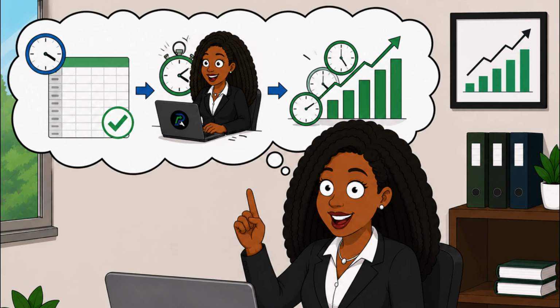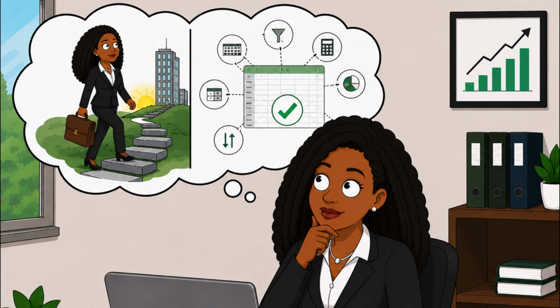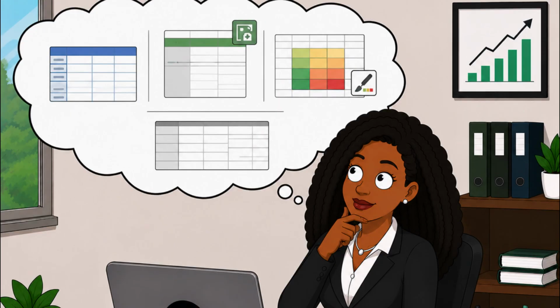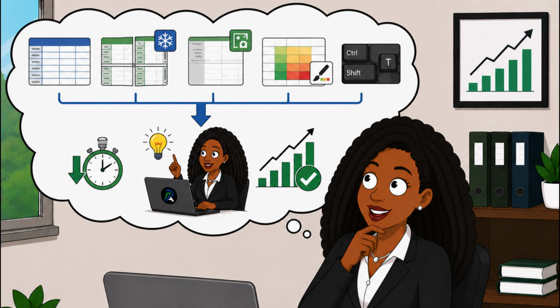One thing I've learned throughout my accounting career is that becoming more productive usually isn't about learning one huge trick. It's about learning dozens of small ones. Features like freeze panes, split, keyboard shortcuts, tables, pivot tables, conditional formatting. None of them are revolutionary on their own. But together, they make a tremendous difference. They help you spend less time fighting with Excel and more time thinking about the work that actually matters.